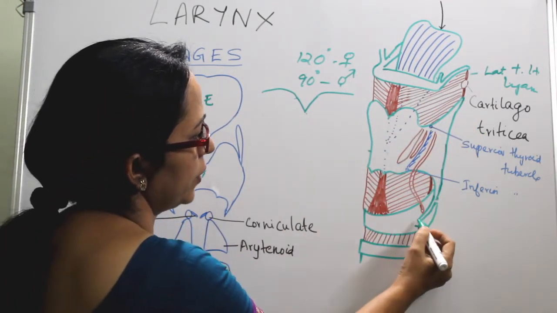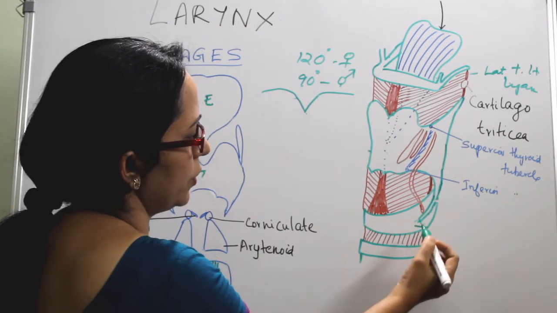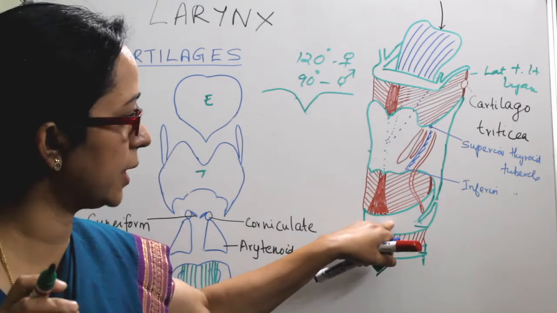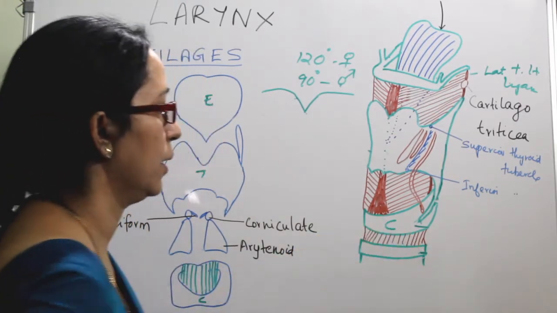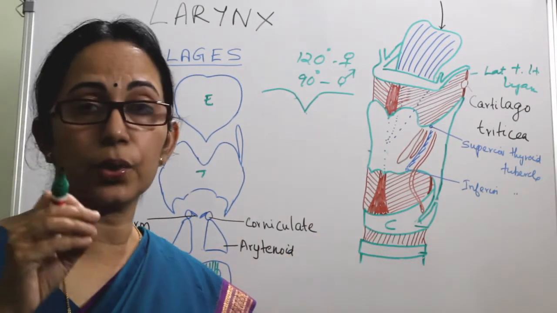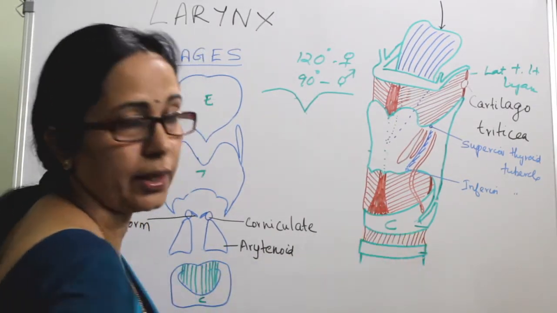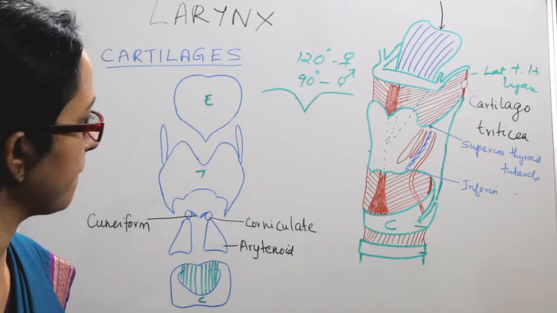And what about the inferior cornu? Here comes the inferior cornu, and the inferior cornu has got a facet. What is this cartilage? This is the cricoid. So the inferior cornu has got a facet for articulation with the cricoid cartilage also.